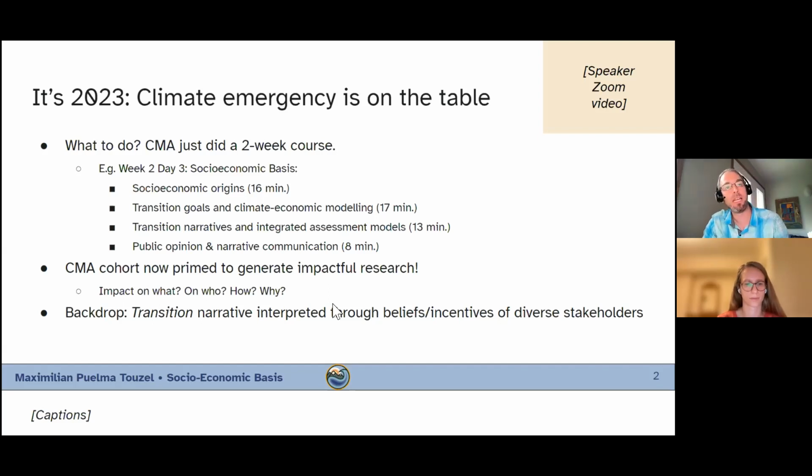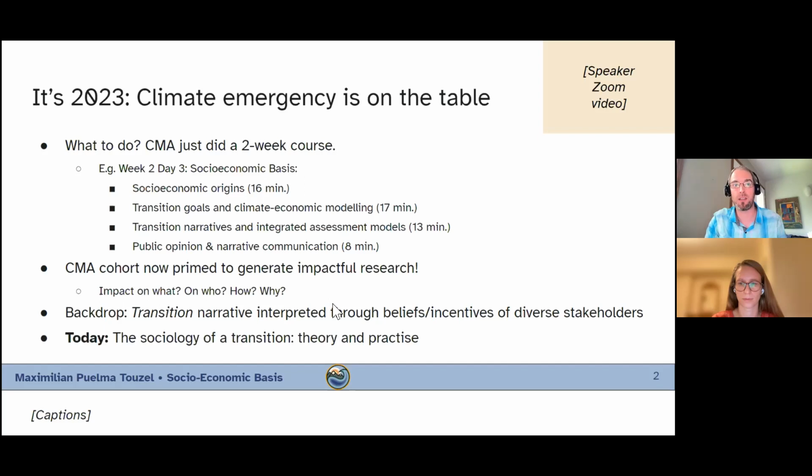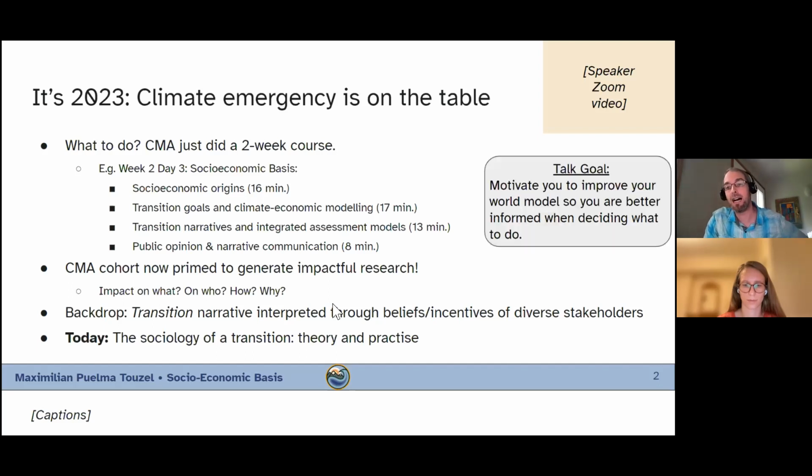And so today what I want to do is build off this idea that there is this background thing going on, which is that this whole society has generated this transition narrative of what we have to do to address the climate emergency, and that's being interpreted by the beliefs of all sorts of different actors and stakeholders. And there's this really complex network of incentive structures that are going to push different actors to do different things. And so as you try to figure out where you want to go with these computational skills that you've learned, I'm hoping that today I can transmit some of the complexity of this lay of the land, and at the very least get you to improve your world model, so you're better informed when you make that decision of what you want to do.